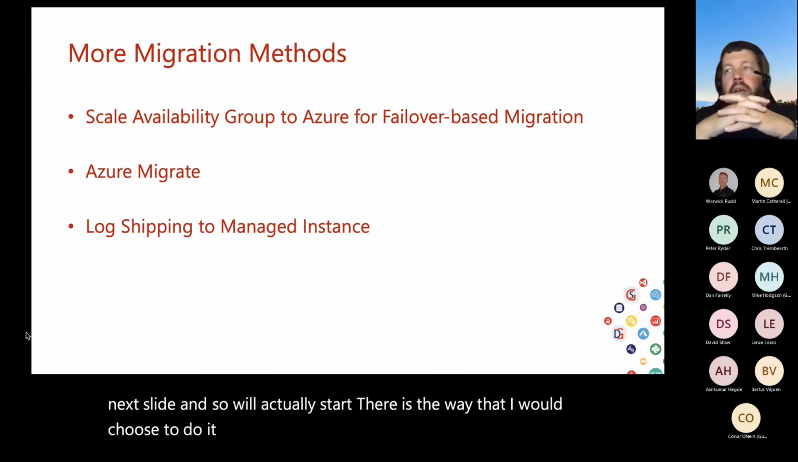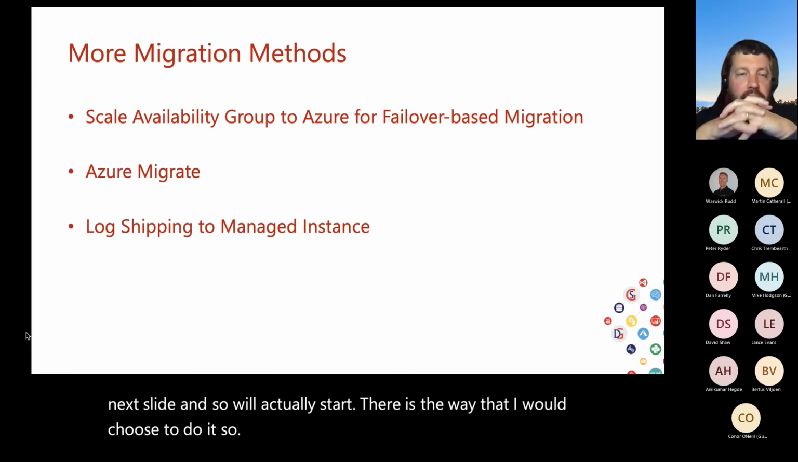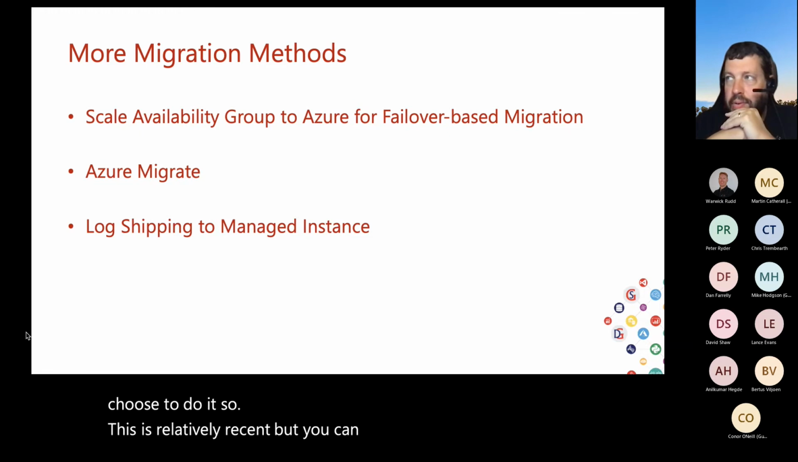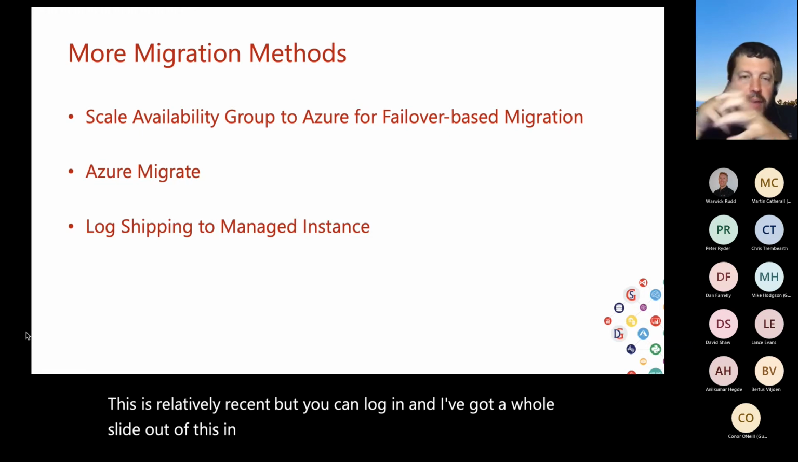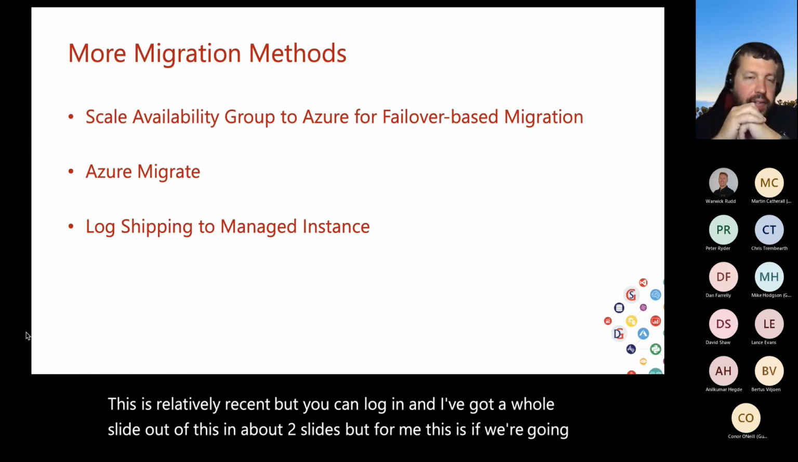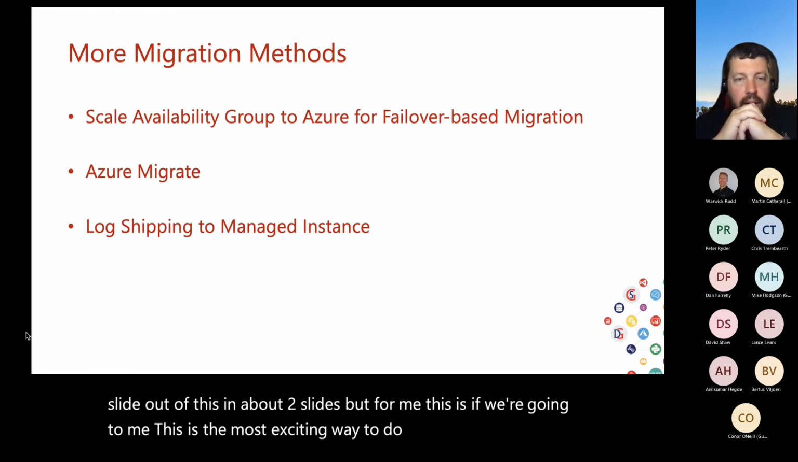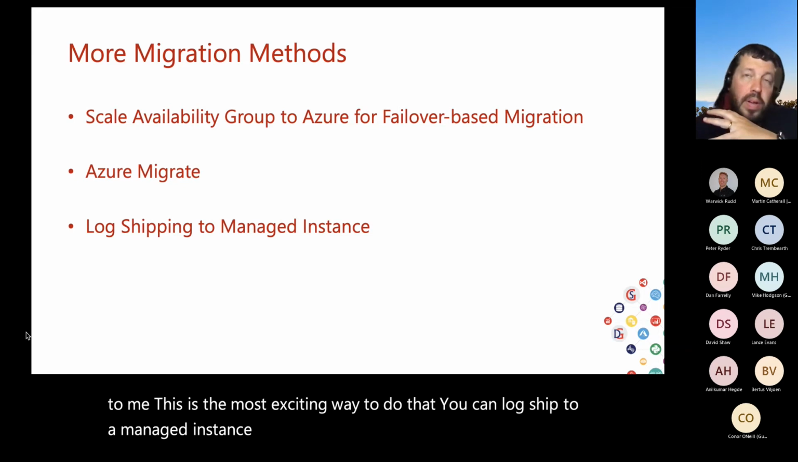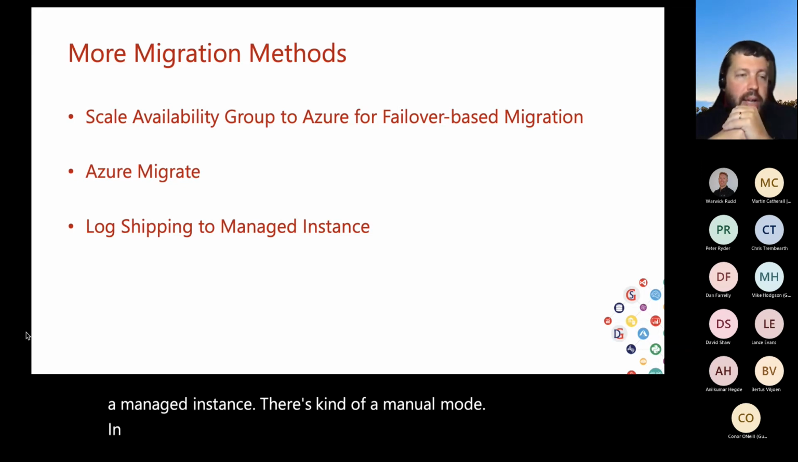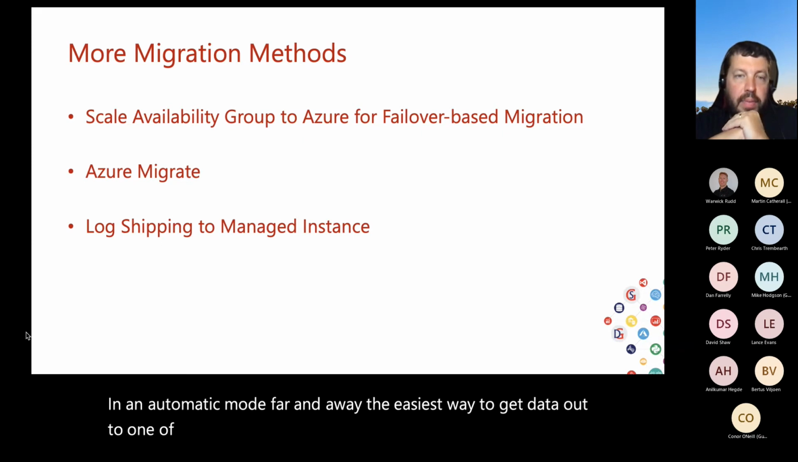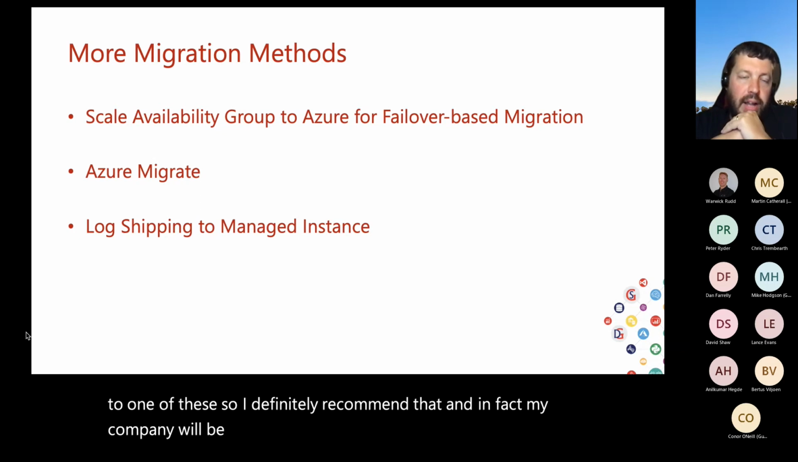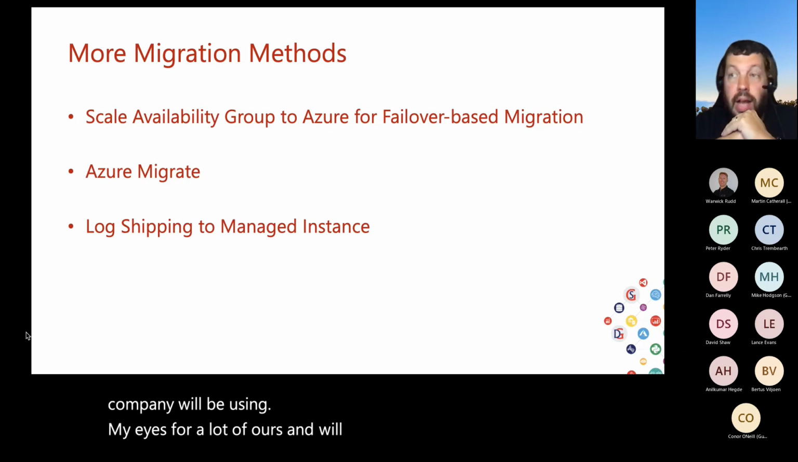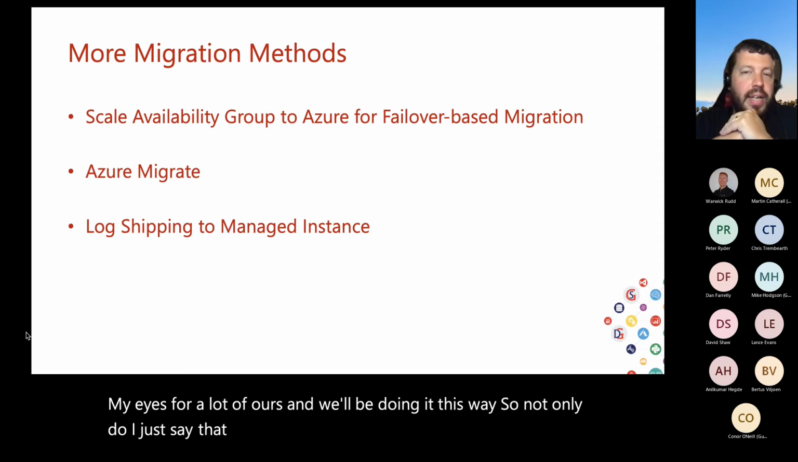So this is relatively recent, and I've got a whole slide on this in about two slides. But for me, if we're going to MI, this is the most exciting way to do that. You can log ship to a managed instance. There's a manual mode and an automatic mode. Far and away the easiest way to get data out to one of these. So I definitely recommend that. And in fact, my company will be using MIs for a lot of ours, and we'll be doing it this way. So not only do I just say that, we're actually doing it.